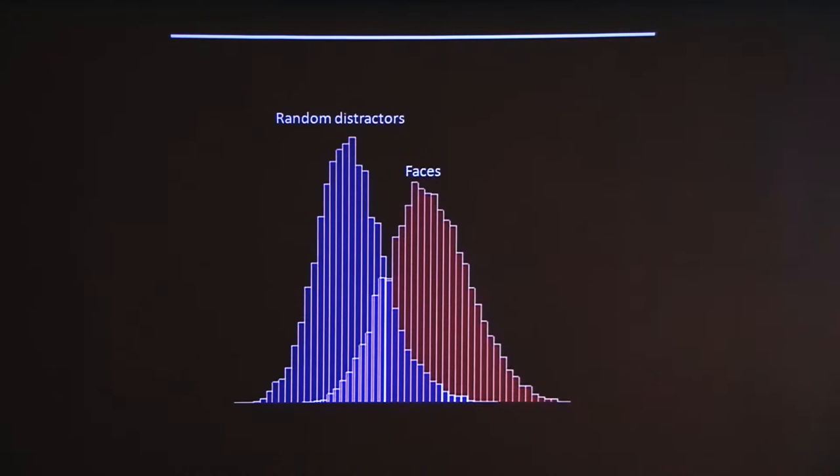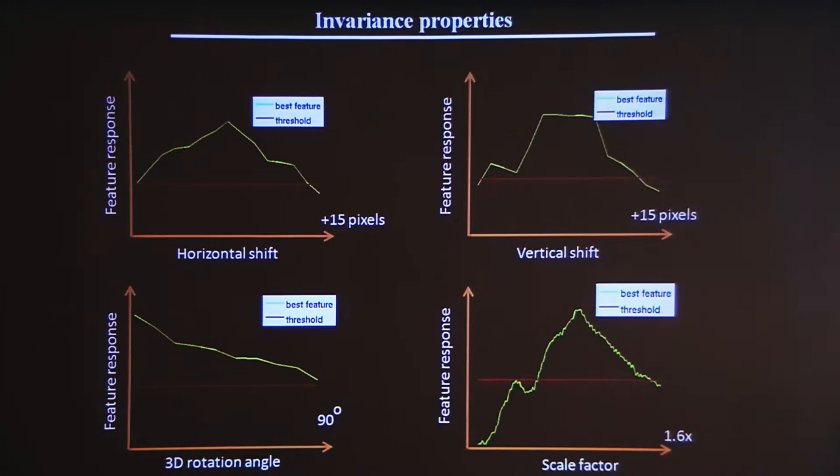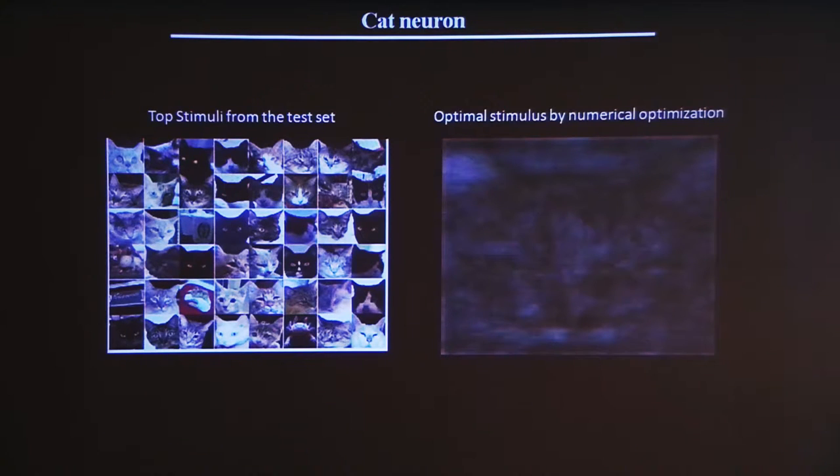So, what else? Earlier this morning, there was a question about invariance properties of these face detectors. We documented that the learned face detector is somewhat invariant to translation, less so to scale factor changes, and somewhat invariant to 3D rotations.